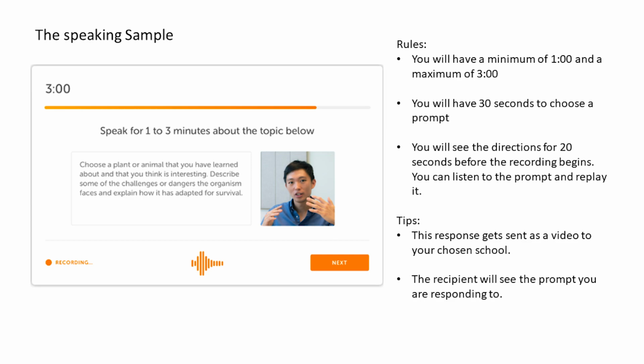Now that's very important. You're going to be given a choice, and you choose the one that you like the best. You'll see the directions for 20 seconds before the recording begins, and that gives you a chance to think about what you want to say. One thing that's important to remember about this question is the response is sent to your school as a video. So you want to make sure you're looking at the camera, make sure that you are making eye contact as much as you can, and just focus on this prompt as if you're just talking to a friend and let them get to know you a little bit.